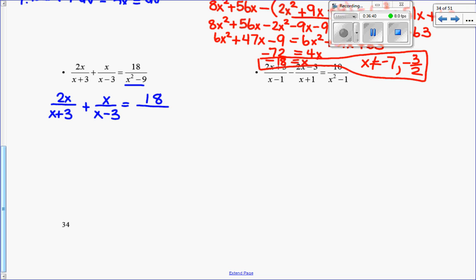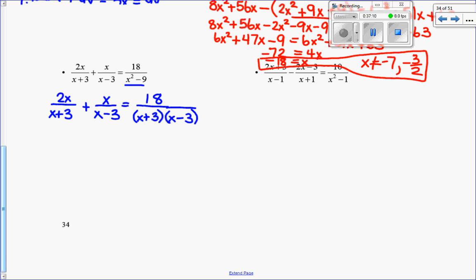Now this is a difference of squares. I have x squared, which is a perfect square, and I have 9, which is a perfect square. And when I have a difference, a subtraction of two perfect squares, that's the easiest question to factor, because I just find the square root of x squared, which is x. I find the square root of 9, which is 3, and one of them I add, one of them I subtract. X plus 3, x minus 3.